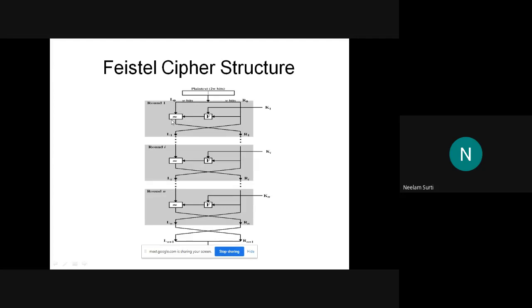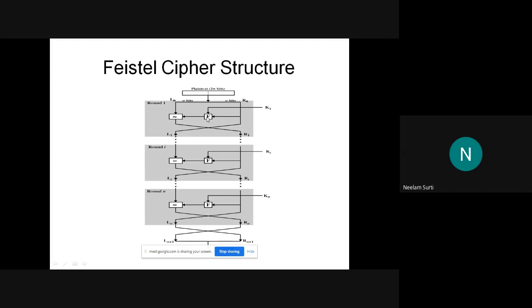L0 is XORed with 32-bit, but where are you getting this 32-bit from? Because the XOR function needs equal numbers of bits, which are taken as X and Y. So X is L0 and Y is the output of this round function. And where does the round function get its input? This round function takes as input R0 and the key. So this is taken as the round function.